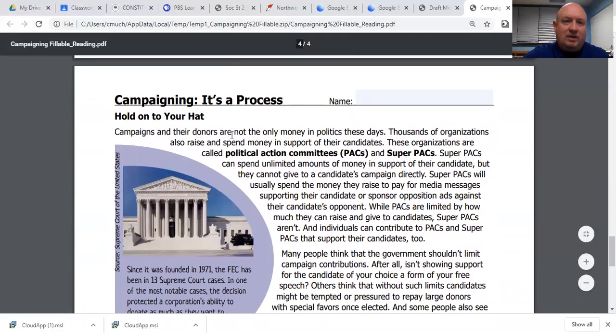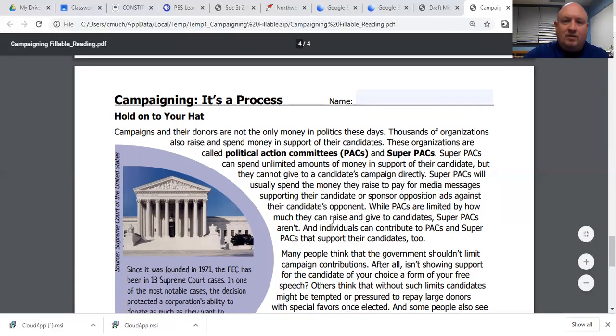Hold on to your hat. Campaigns and their donors are not the only money in politics these days. Thousands of organizations also raise and spend money in support of the candidates. These organizations are called political action committees and super PACs. Super PACs can spend unlimited amounts of money in support of their candidate, but they cannot give to a candidate's campaign directly. Super PACs will usually spend the money they raise to pay for media messages supporting their candidate or sponsor opposition ads against their candidate's opponent.